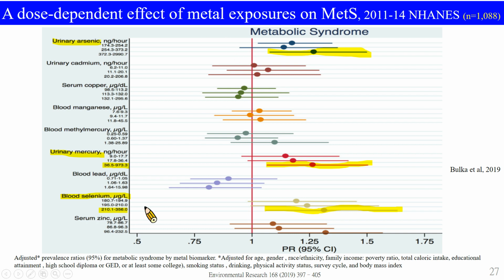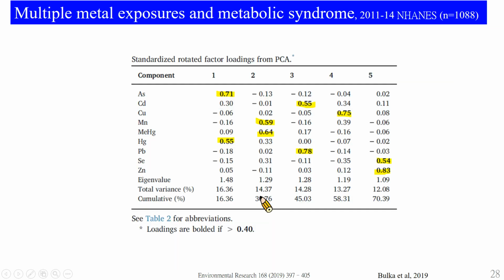So you see, we tend to think selenium is a very good essential trace element. But in this case, if individuals have the highest blood selenium level, they also have an increased risk of metabolic syndrome compared to the reference. So the authors tried to understand what this result means, and they looked at whether this is due to multiple metal exposure.